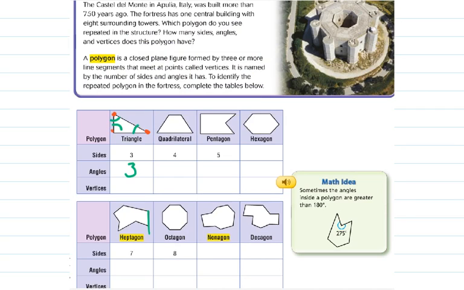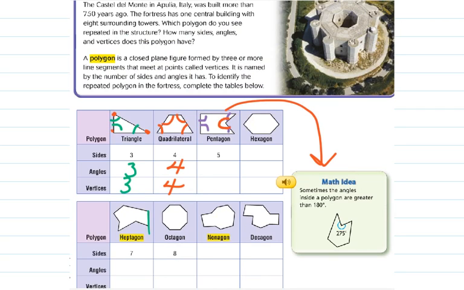Next we have a quadrilateral, which has 1, 2, 3, 4 angles, and then it has 4 vertices. Next we have a pentagon, which has 1 angle, 2 angles, 3, 4, and now boys and girls, it has 5 angles, but this is an irregular polygon, but this connects down to this math idea here that I want to talk about.